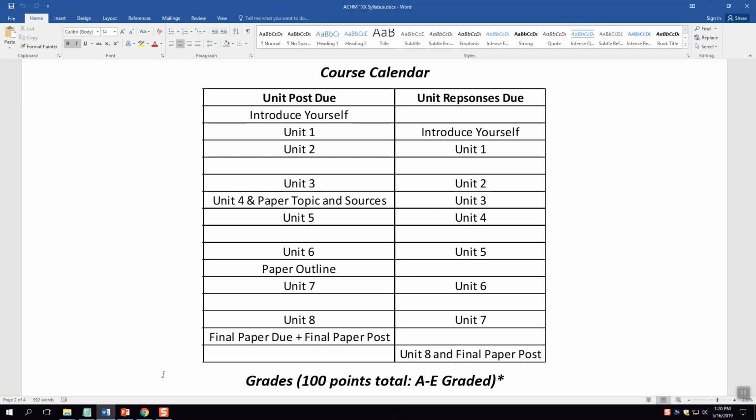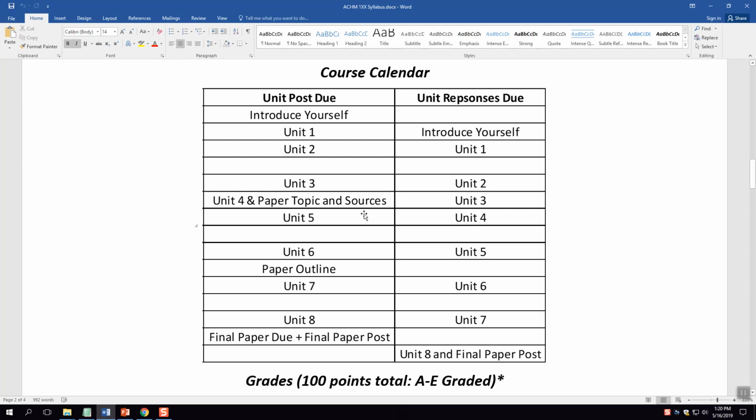So basically what you're going to do is, for each unit, you're going to make a post, and then 2 days later, you're going to have a response to that post. Usually 2 days later. If there's a weekend in between, it may be somewhat different, or a holiday or whatever. So this is basically how it's going to work.